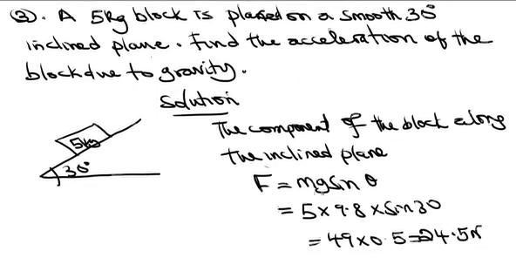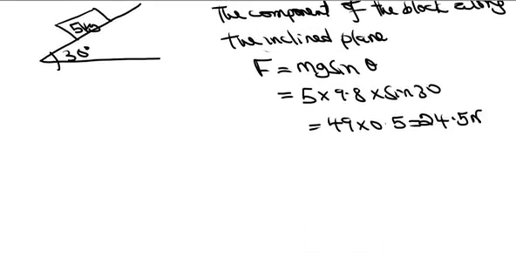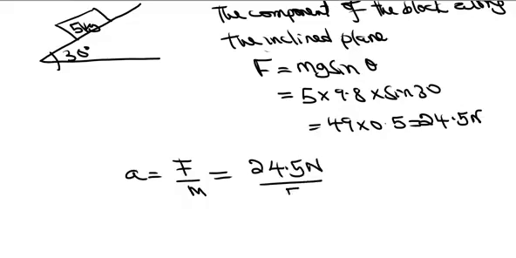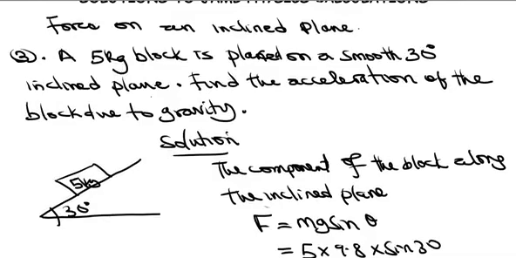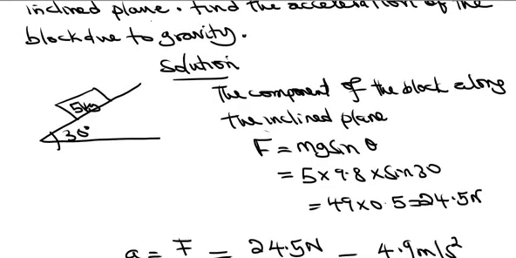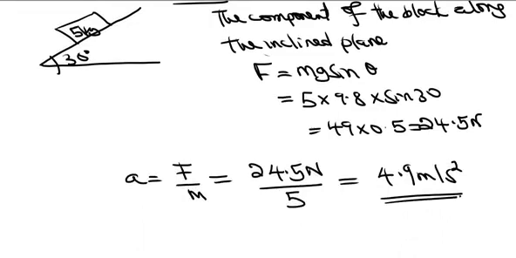Then find the acceleration. Acceleration is equal to F over m. And what is our F? 24.5 Newton divided by the 5. So the final answer here is going to be 4.9 meter per second square. And that is the easiest way to solve the question. As you can see, it is a very fast and demystified way to solve the question.